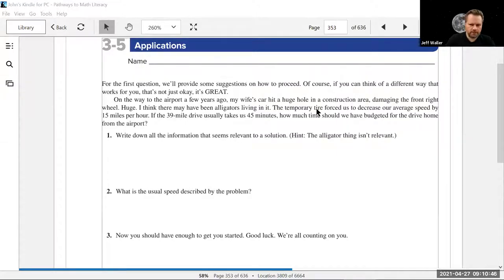So they had to put a temporary tire on, correct? And it decreased their speed by 15 miles an hour. Now, when would this information be useful? What would I have to know for this information, decrease their speed by 15 miles an hour, to be useful? What their regular speed was. Yeah, the regular speed. Do they give us any information to tell us what their normal speed is on that road? No. The 39 miles takes 45 minutes.